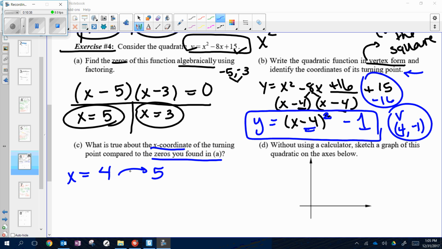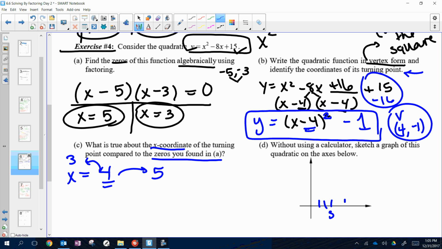Okay, so 5 is 1 that way, and 3 is 1 in the other direction. In other words, it's smack dab between the two zeros. So what I'm trying to say is 1, 2, 3, 4, 5. The zeros are perfectly surrounding the vertex at 4, -1. There's symmetry, 1 that way, 1 that way, symmetry.